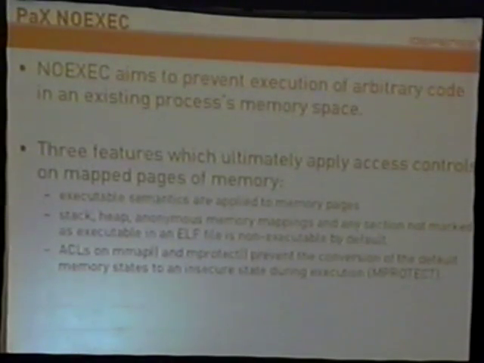The three features which ultimately are the access controls are: the executable semantics are applied to memory pages, meaning the separation of executable and writable pages. The stack, heap, anonymous memory mappings, and any section not marked as executable, such as the text section, are marked non-executable by default. You'll notice if you look at your memory mappings today that some pages, for some reason, are just marked executable, even though they're also writable. They fixed that. And then also the ACLs are applied to mmap and mprotect, so that will later prevent the conversion of non-executable pages to executable.